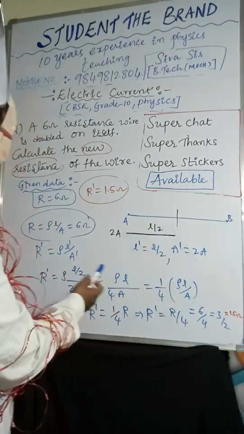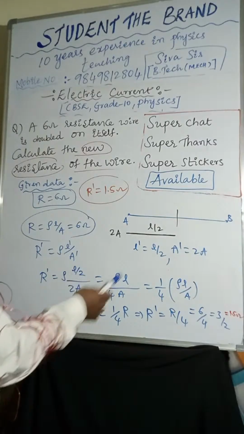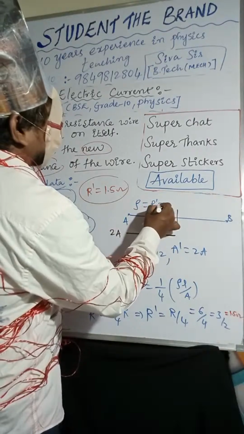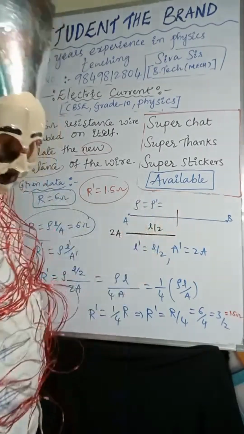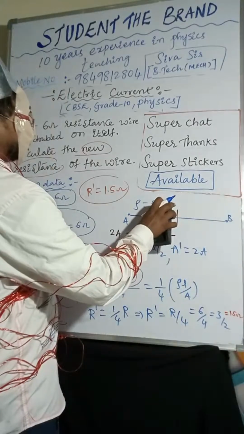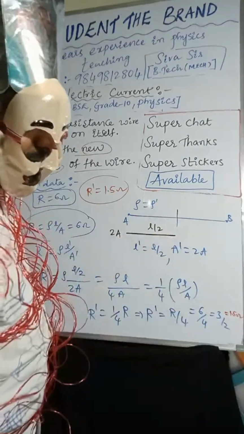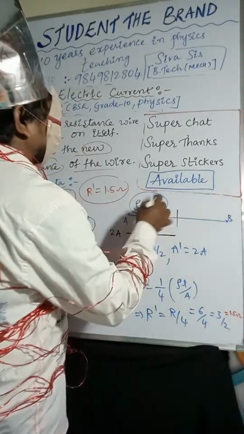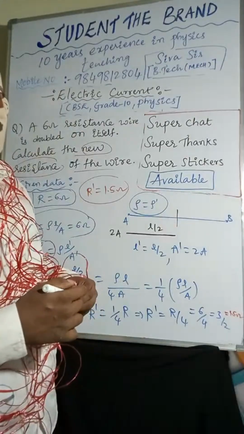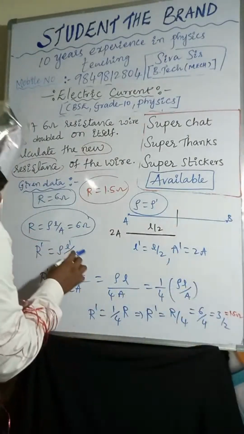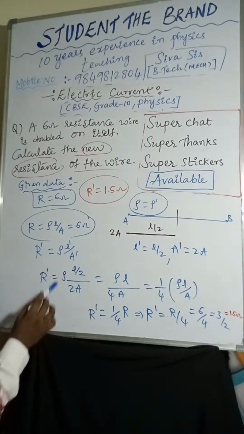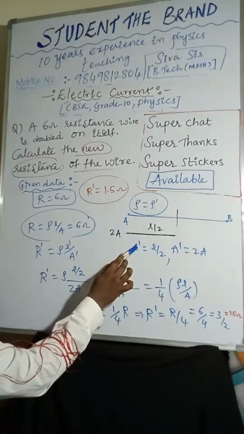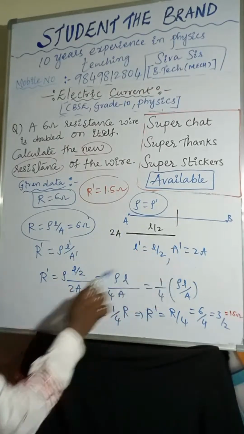Material is the same, so initial or final, both are the same. That is why you need not change the resistivity, because it depends on the material, and the material is not changing. So R dash equal to rho into L dash by A dash, where L dash equal to L by 2 and A dash equal to 2A.